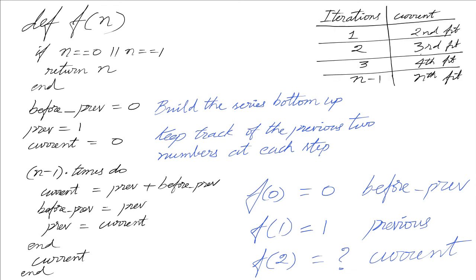We can draw a table for iterations and the value of the current variable. We can see for n minus 1 iterations, we calculate the nth Fibonacci in the current variable. The time complexity is O of n, and the space complexity is O of 1.